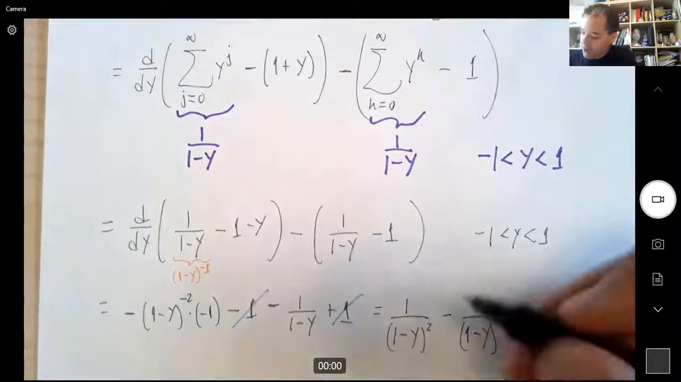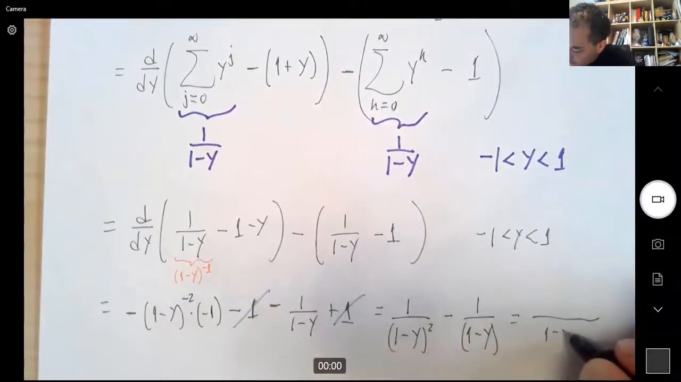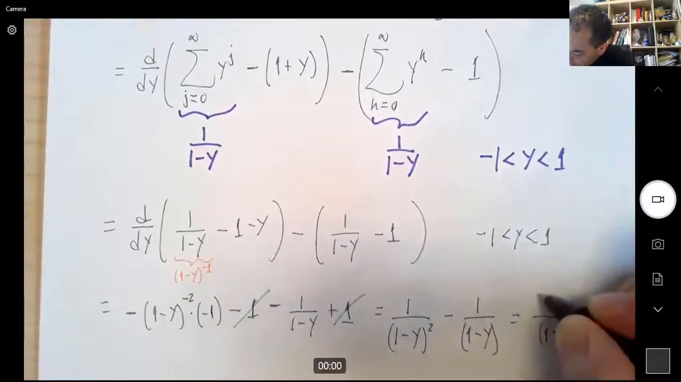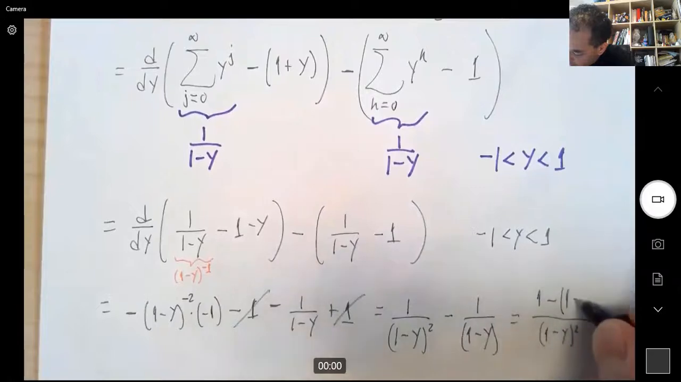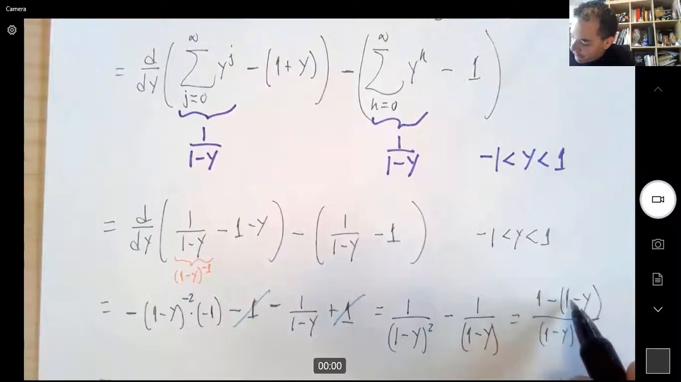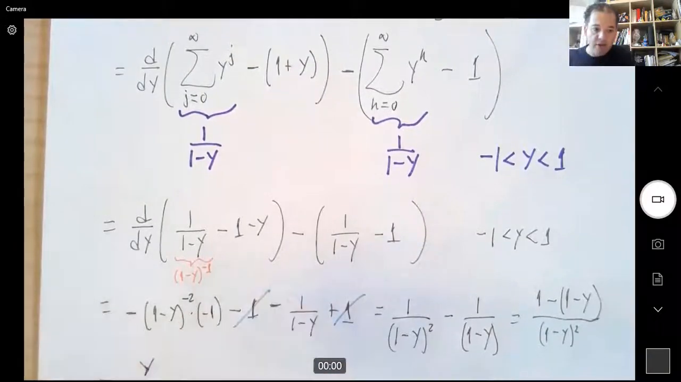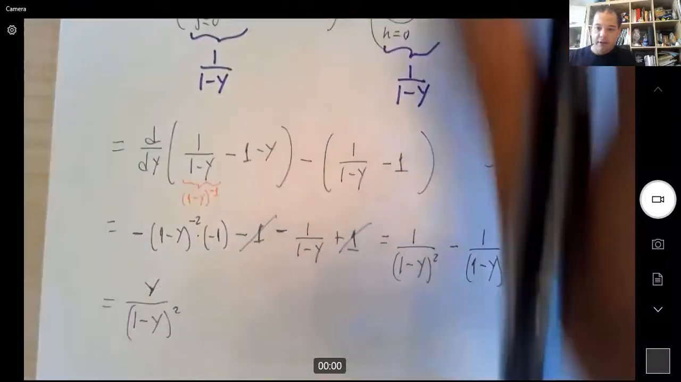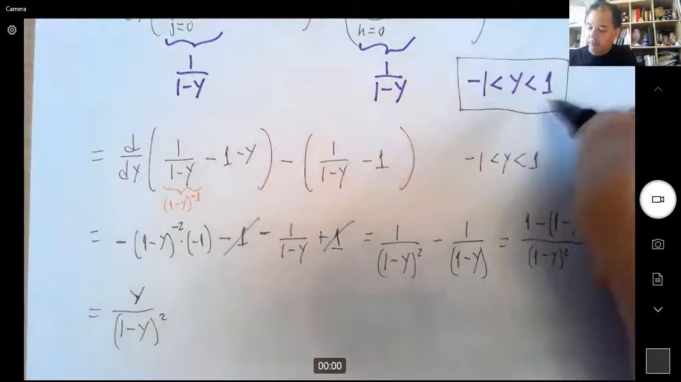Right? And if you want, you can put a common denominator here. Maybe we should do it. So it's 1 minus y squared. 1 minus, and this times that is another 1 minus y. So it should be 1 minus y here. And when we simplify, 1 minus negative 1 is 1 minus 1 is 0, and this is positive y. So this is y over 1 minus y squared. All right. And here's where it works, between negative 1 and 1.